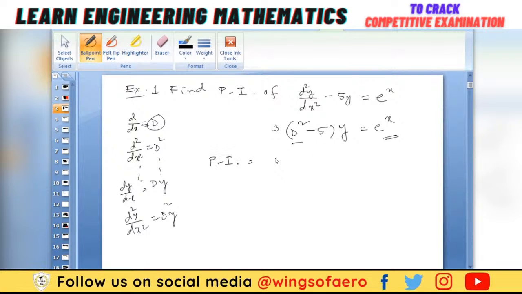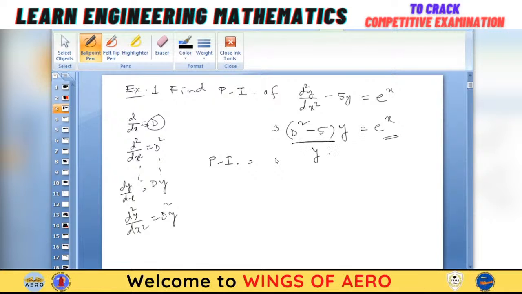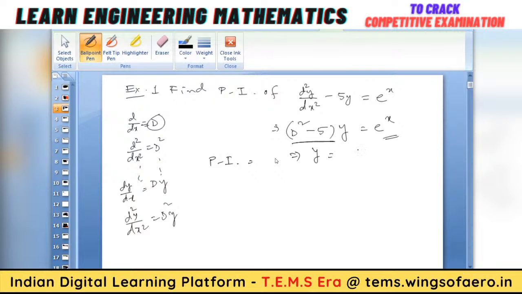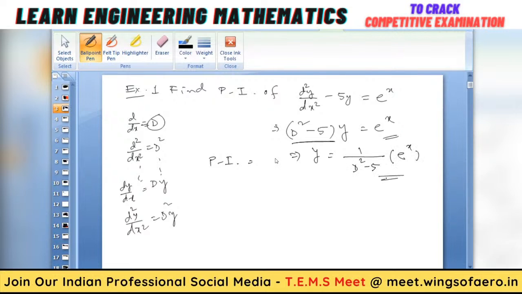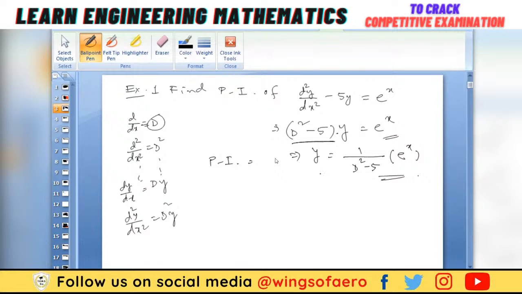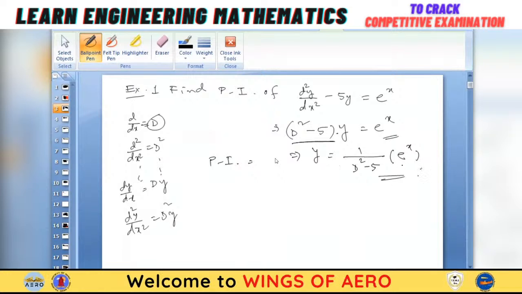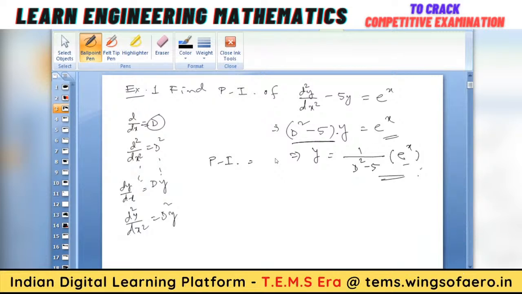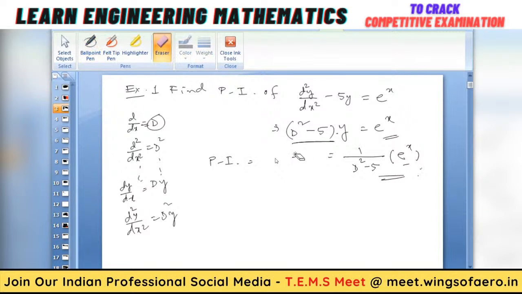So to find the PI, write it down like this. Look at this. How can we write it? If I imagine D square minus 5 into y, this is a multiplication, then y can be written as 1 by D square minus 5 of e to the power x. Do not write this e to the power x in the numerator term. Okay, so this is the PI. Do not write y equals this, simply write PI equals this one.